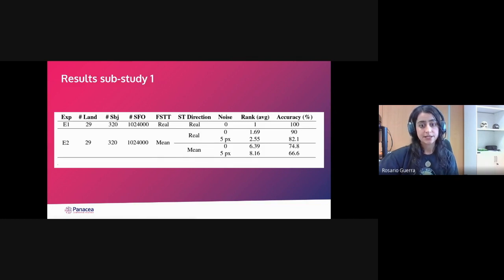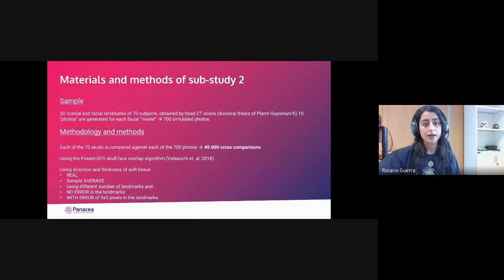And what stands out here is that when we have enough information, so in these perfect conditions with 29 landmarks and perfect information, in over 1 million comparisons, the technique is never wrong. It's always 100%, which shows great potential of the technique that could possibly be considered as a primary identifier in the near future.